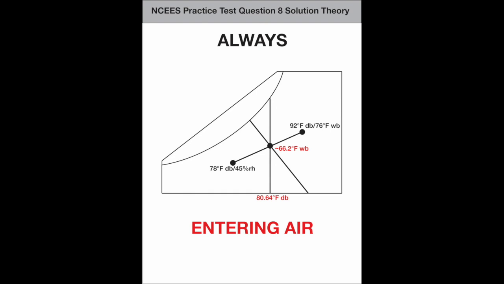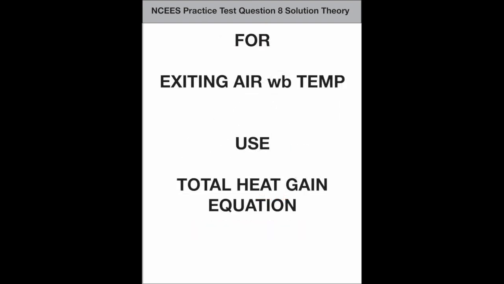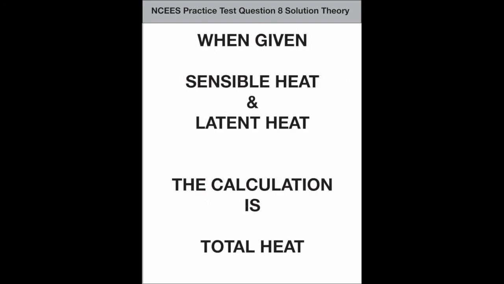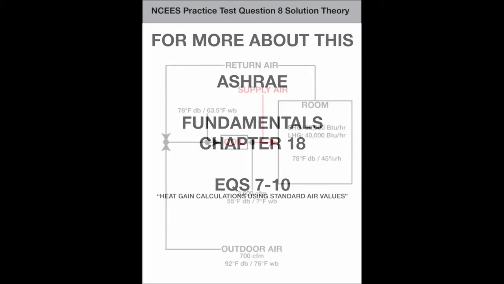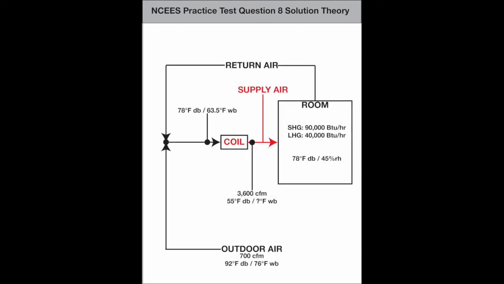66.2 wet bulb. For the exiting air wet bulb temperature, use the total heat equation for the gains in the room. When given sensible heat and latent heat gains, the calculation is for total heat gain. For more about this, study ASHRAE Fundamentals, Chapter 18, Equations 7 through 10, which are found under the subtitle Heat Gain Calculations Using Standard Air Values. Remember, the coil's exiting air is the supply air.